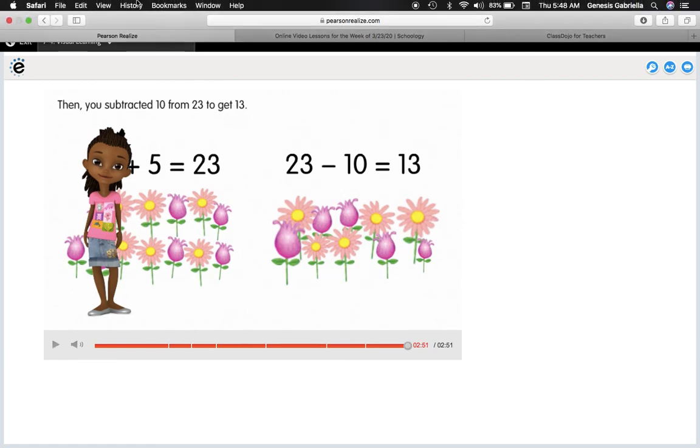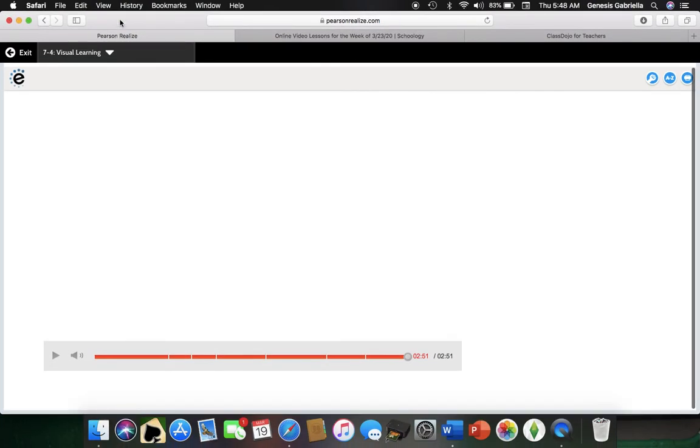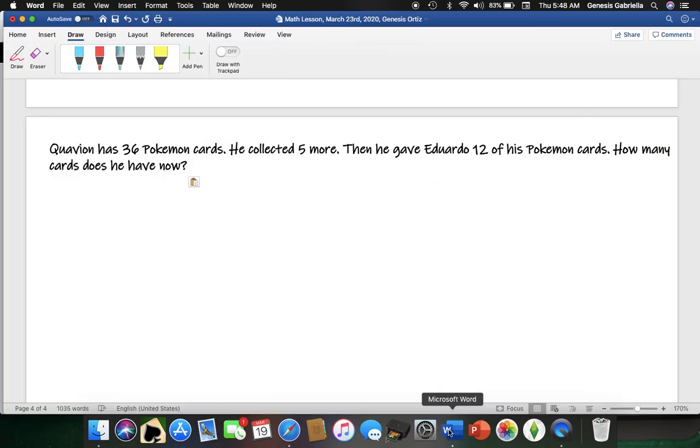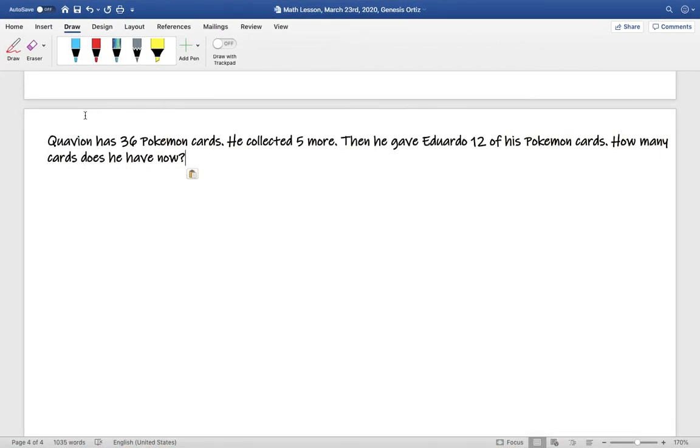Alright, so now that we did that, we're going to do a sample word problem using what we learned in today's visual learning. Alright, so for today we have Quavion has 36 Pokemon cards. So I'm going to underline 36 Pokemon cards, and that's how many Quavion has. He collected 5 more. Then he gave Eduardo 12 of his Pokemon cards. How many cards does he have now?